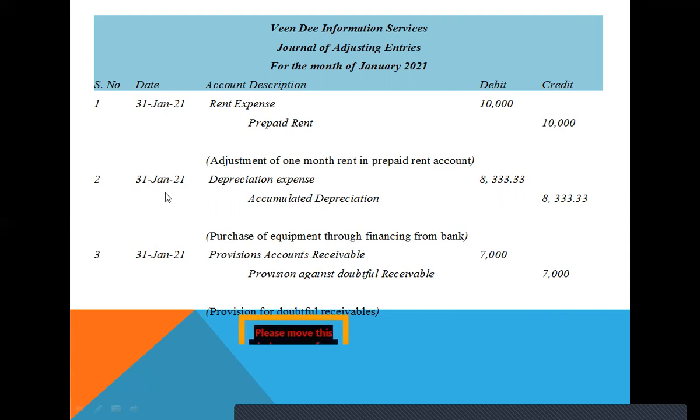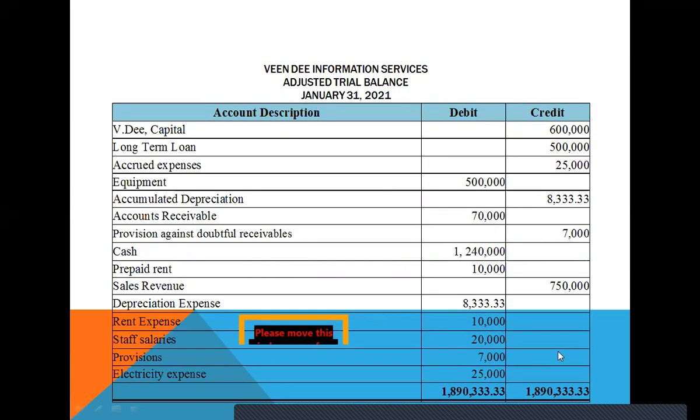January 31, 2021, depreciation expense of 8,333.33, accumulated depreciation of 8,333.33. Again, on January 31, 2021, debit provisions accounts receivable of 7,000 pesos and credit provision against doubtful receivables of 7,000 pesos. So, provision for doubtful receivables.